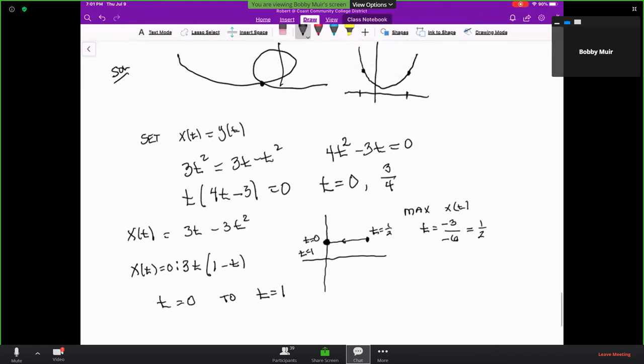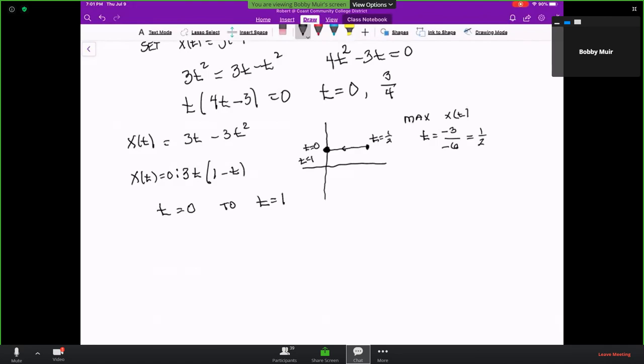Okay, now let's think about the y thing. The y is the 3t squared. Now that guy is not coming back. So when t is equal to 0, it's going to be here at this t equal 1/2 spot. It's going to be right there. So the coordinates of the point would be here and here, you know. At t equal 1, however, we've already gone way up to 3.